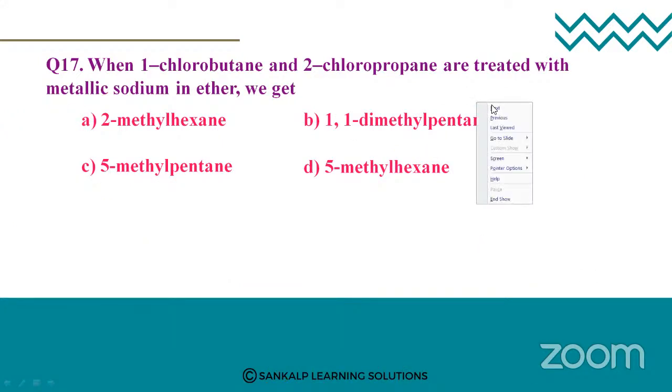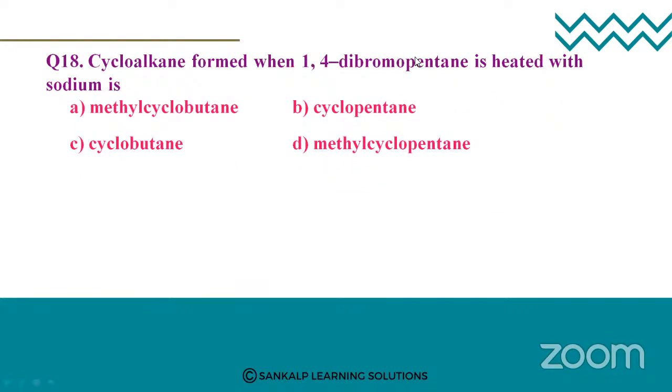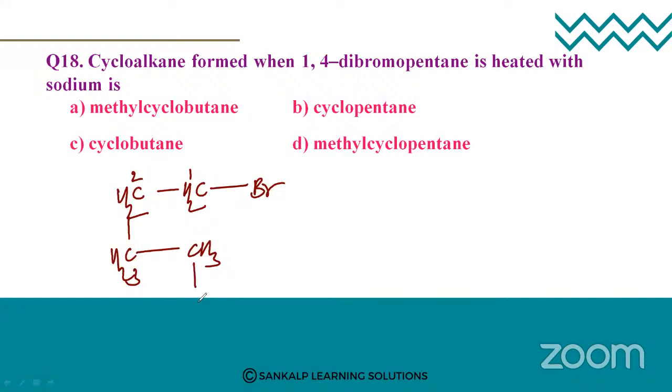So we'll go for the next one. Which cycloalkane is formed when 1,4-dibromopentane is heated with sodium? A, methylcyclobutane; B, cyclopentane; C, cyclobutane; D, methylcyclopentane. So I'll write the structure of 1,4-dibromopentane. This is CH2 with bromo at position 1, then 2, then CH2, 3, and this will be CH3. So 1, 2, 3, 4, 5.